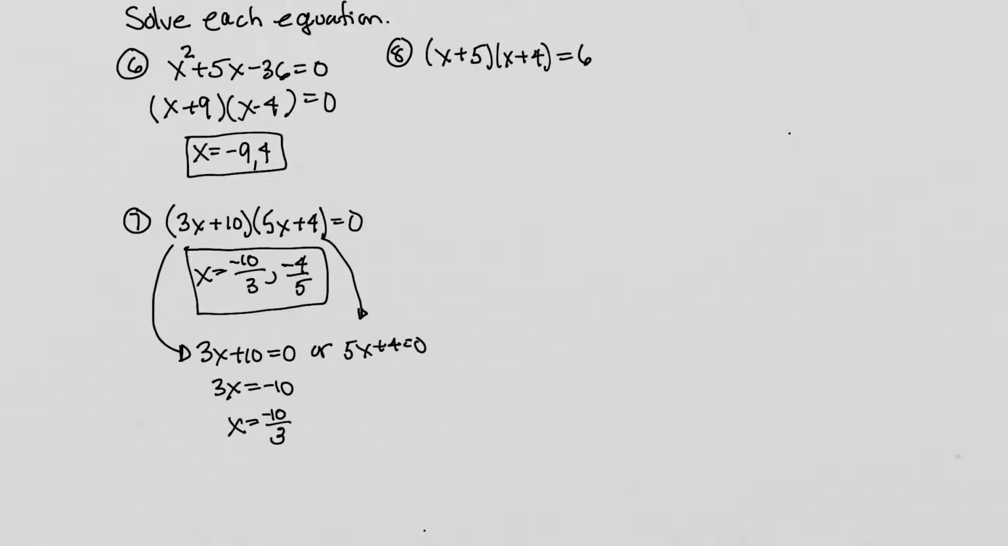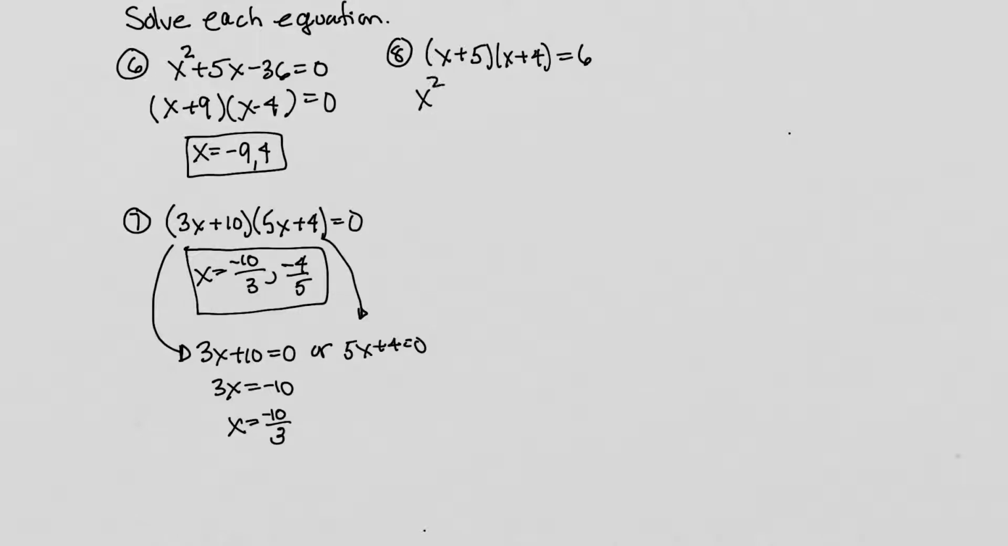And here, number 8, this is a 6 over here. It's not a 0. If that was a 0, we could just read this off as negative 5 and negative 4, but it's a 6. So we cannot use the zero factor property yet. We're going to have to just multiply this out. So let's start there. Let's multiply it out.